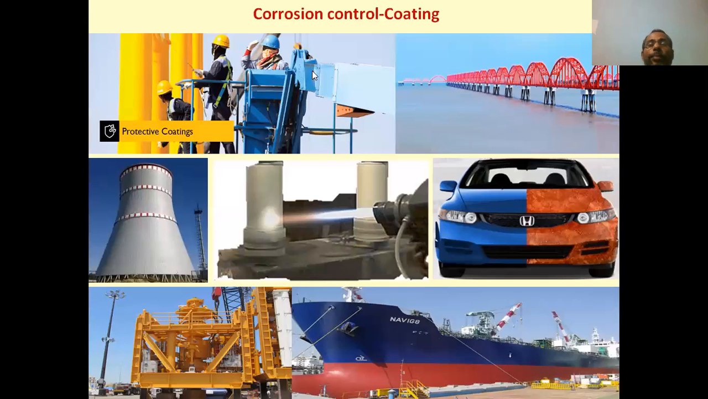These are some examples of coating. Here are some protective coatings, here also some protective coating. Here, even though it is concrete, it is coated with a coat. And also see the vehicles, the car: without coating, it undergoes corrosion and there is rust formation. To avoid this, it is coated with some metallic coating. And there are also some industrial coatings, and also applications in marine devices.